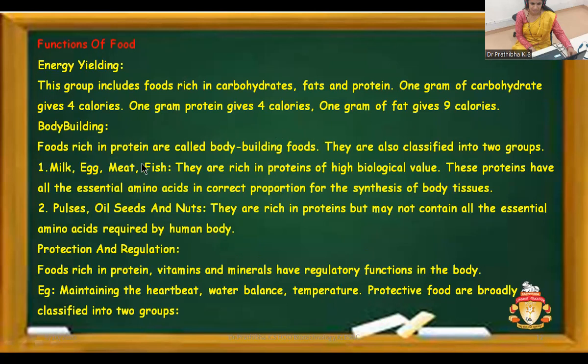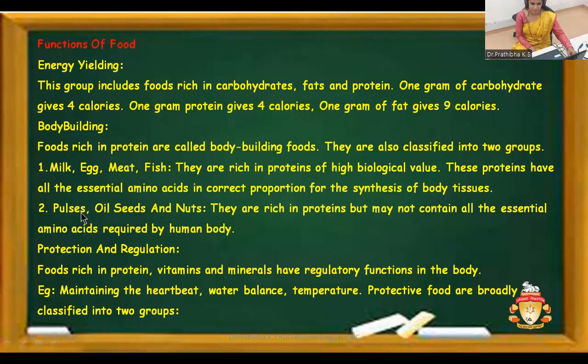Then bodybuilding, foods rich in protein are called bodybuilding foods. They can be categorized into two groups: milk, egg, meat, fish. They are rich in proteins of high biological value. These proteins have all the essential amino acids in correct proportion for the synthesis of the body tissues.